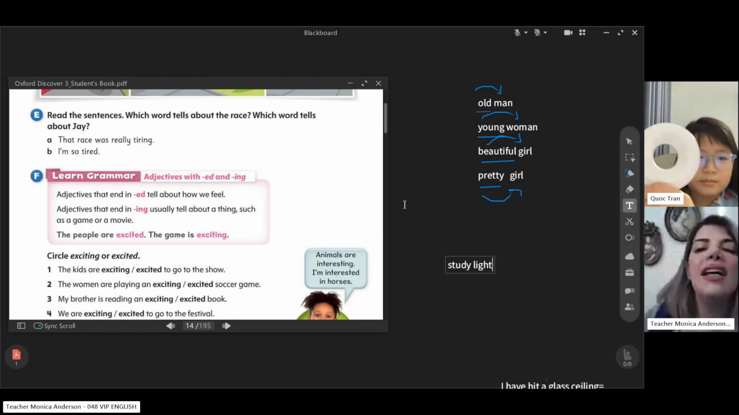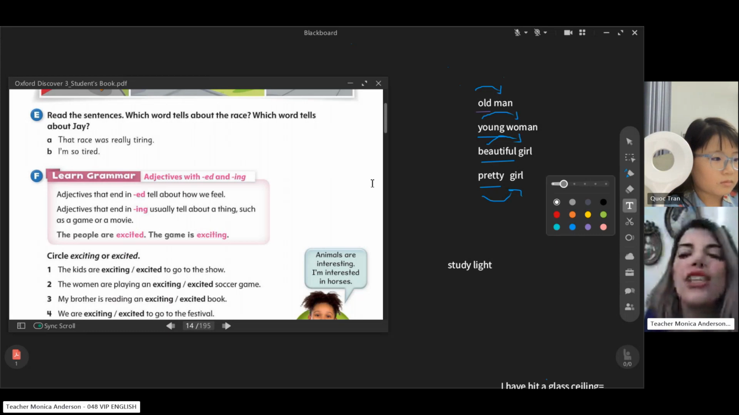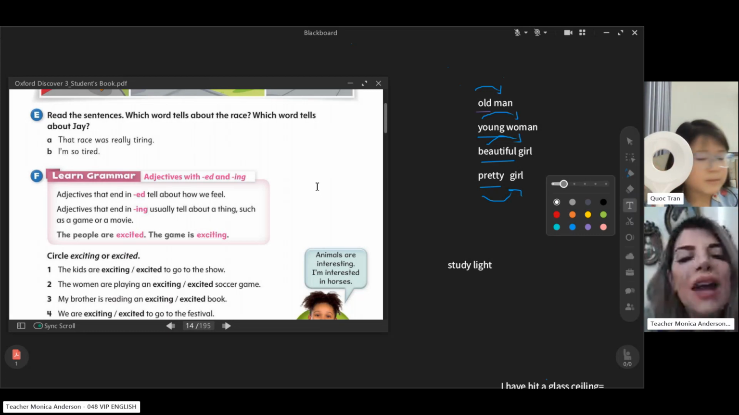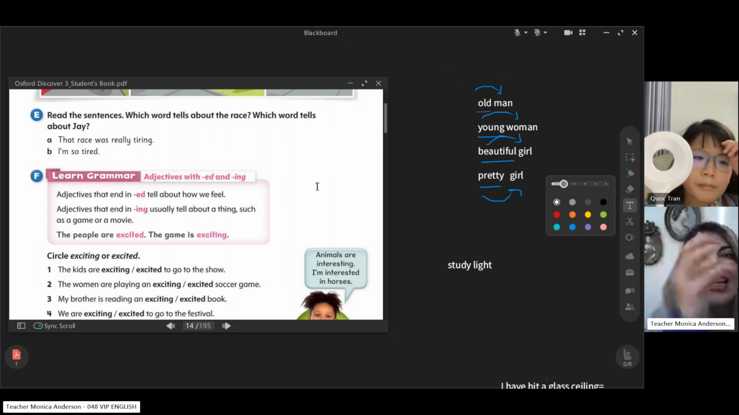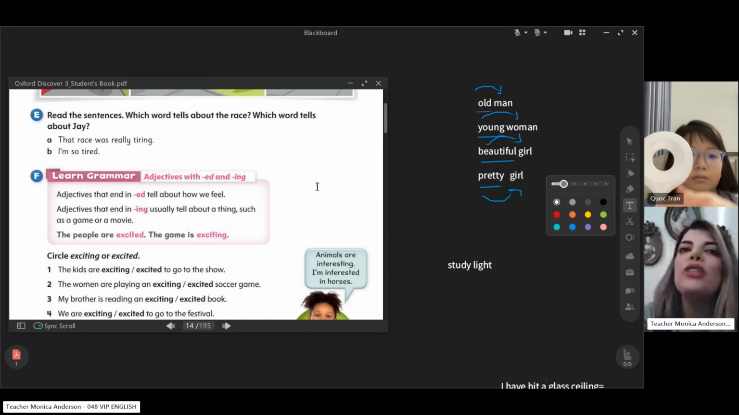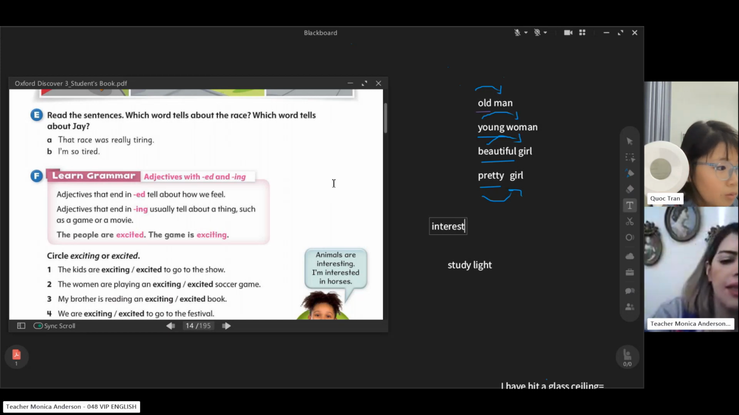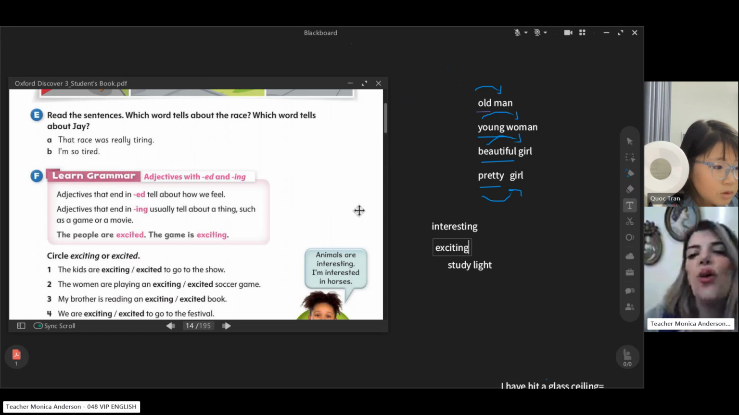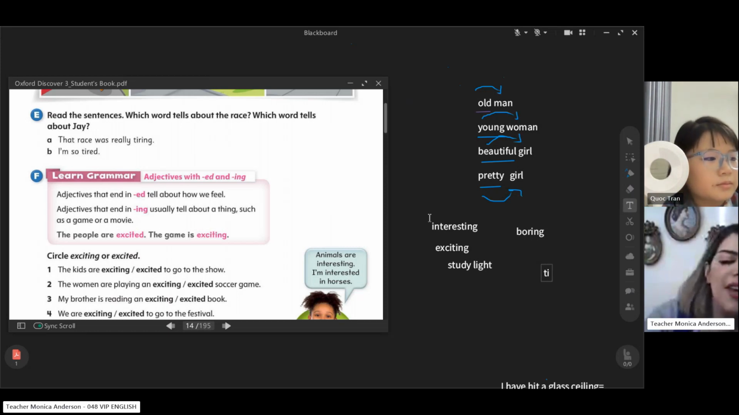Okay, well, now let's keep going. Which are adjectives? ED adjectives and ING adjectives. Sometimes we can make some words using ED or ING. So we can add ED or ING to another word to make an adjective. For example, I say interesting, or I say exciting, or boring, or tiring.